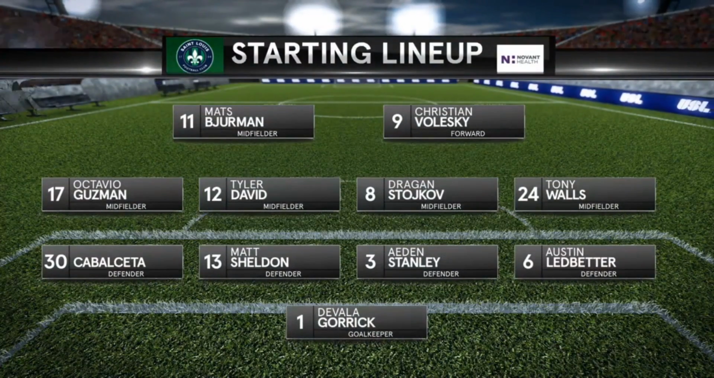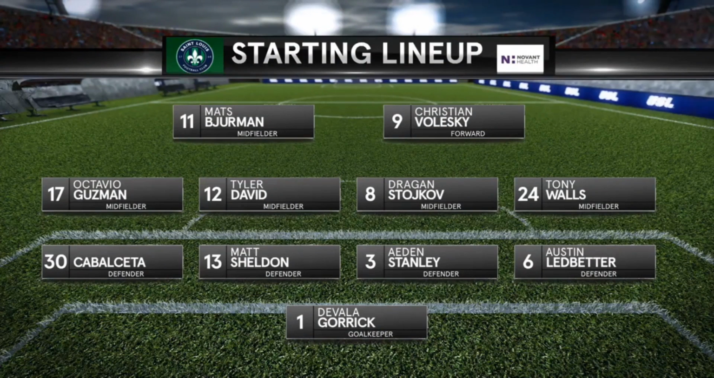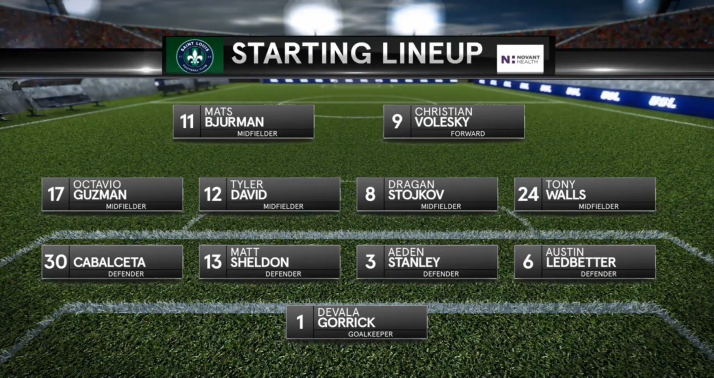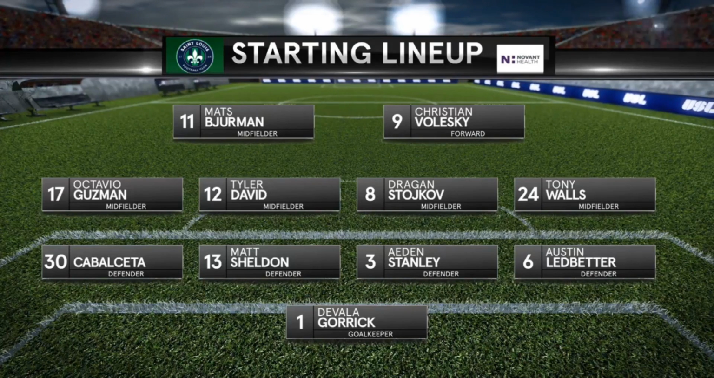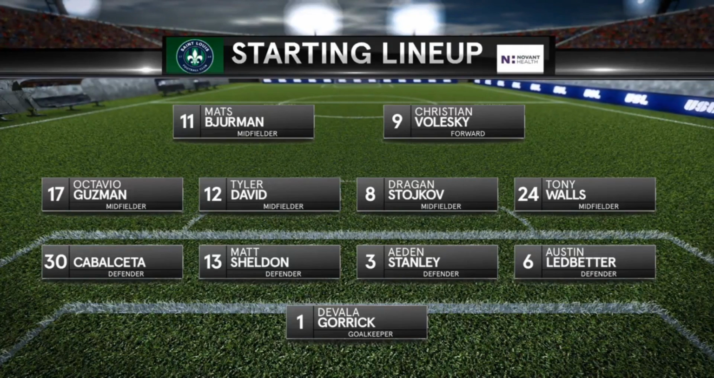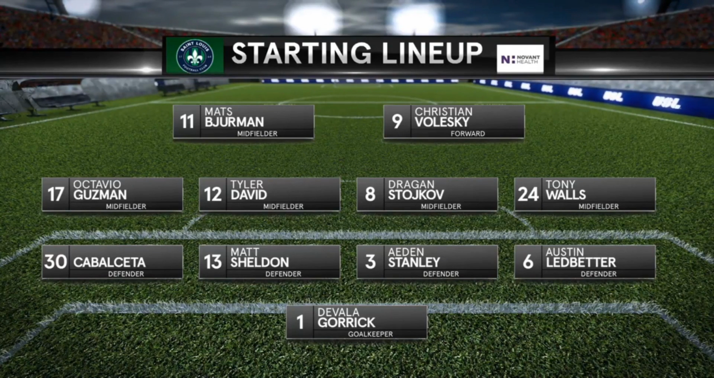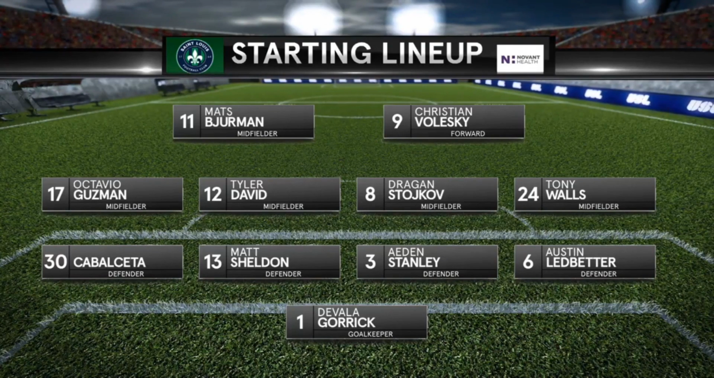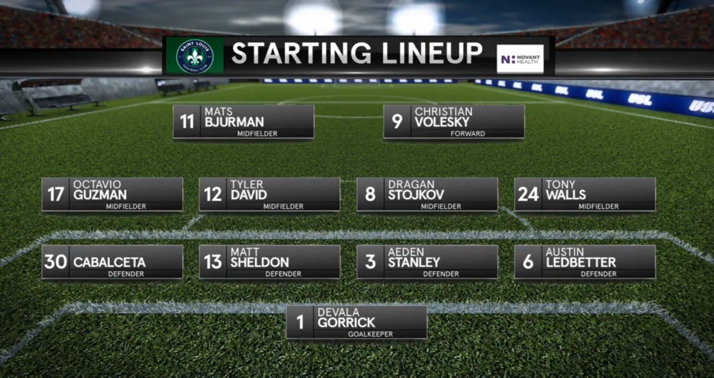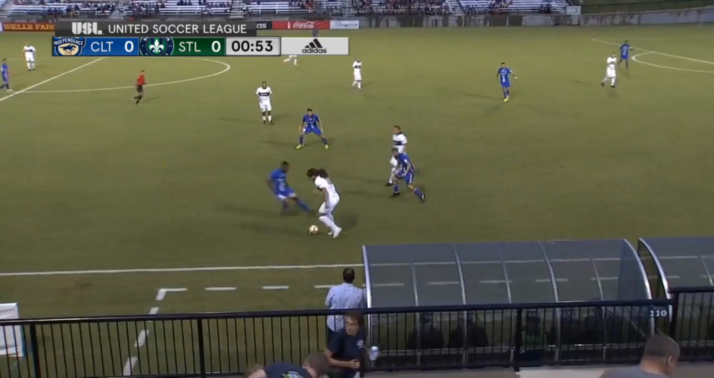As you can see with the starting lineup, they really messed it up. Everybody's kind of out of position. It says I'm playing left center back, but I'm actually playing out on the right. So I'm Matt Sheldon, number 13, playing right back. Number 6, Austin Ledbetter, is playing center back. Number 3 is playing left back. Number 30 is playing center back. It's kind of messed up, but here's the starting lineup. Anyway, let's get into the game and start the analysis of every single one of my touches.